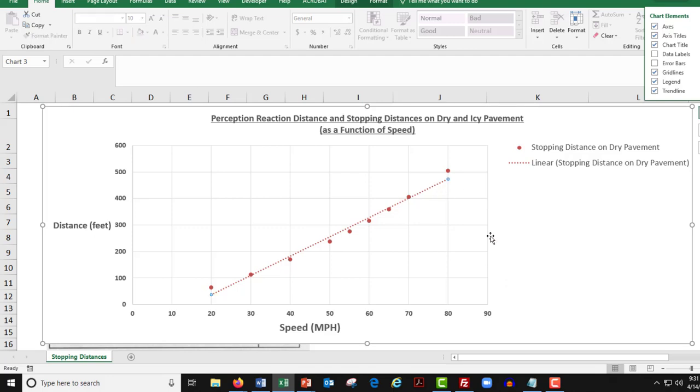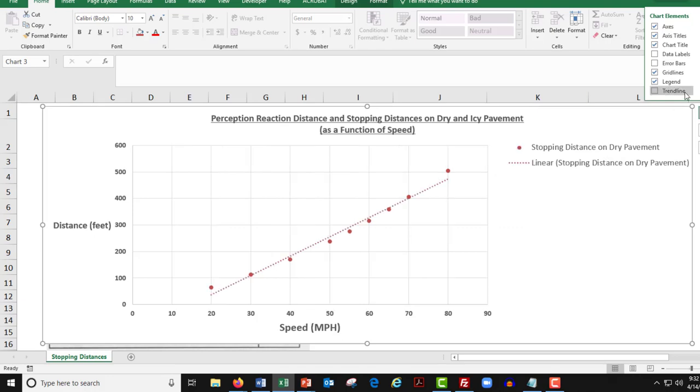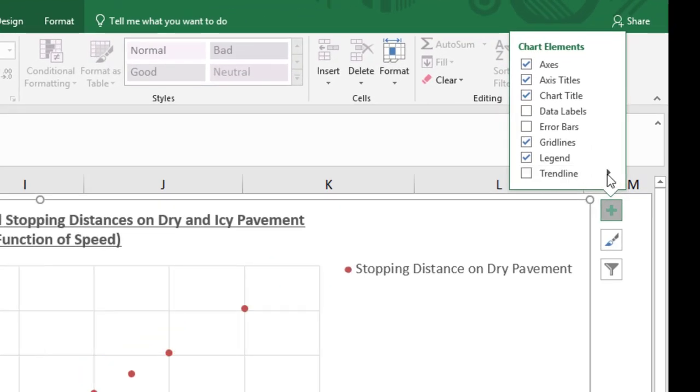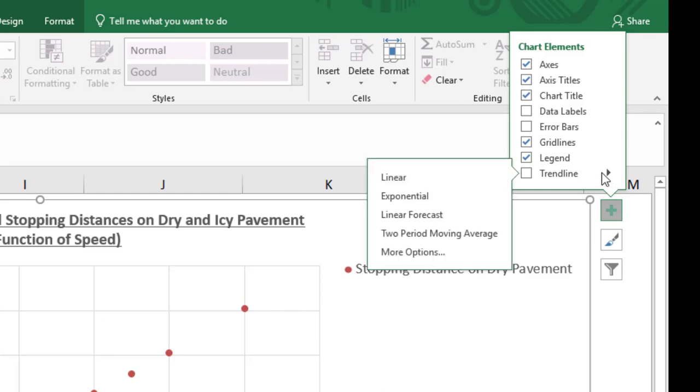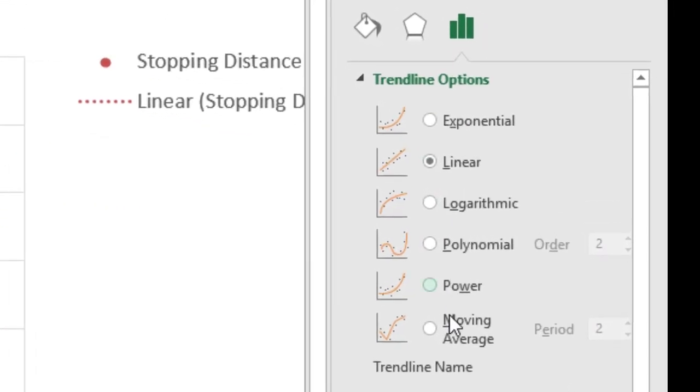We're going to left click on that trend line and hit delete. And I'm going to give you a quick little side physics lesson. I'm going to go up to the trend line, but instead of just checking it, click this little arrow to the right and then go to more options. When you do this, it gives you a choice of which trend lines you'd like to use. You can pick exponential, logarithmic, polynomial, power, or moving average.